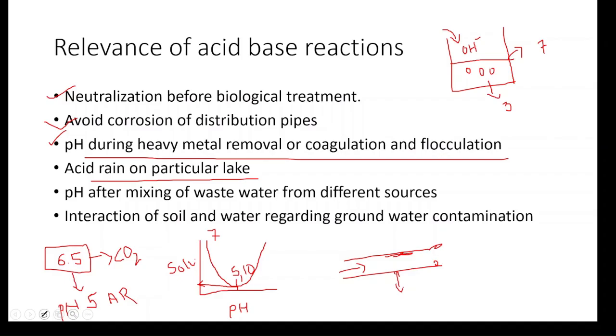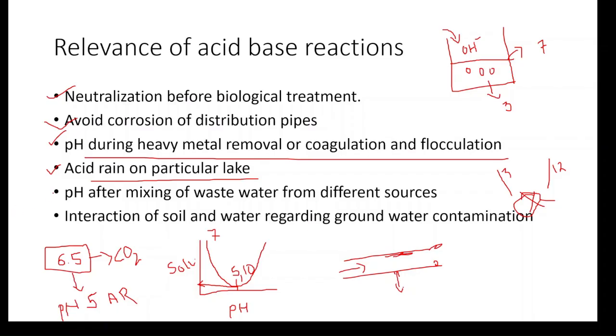Okay. So, if there is acid rain on a particular lake, the flora and fauna of that particular lake will change. So to maintain that, we need to study these acid-base reactions. Also, sometimes there may be cases where we want to know the pH after mixing of waste from different sources. Some pollution is coming, here the pH is 3, and from some other source it is coming, the pH is 12. And they are mixing together. So what is the pH of this particular lake or water body or whatever stream? We need to know the pH.